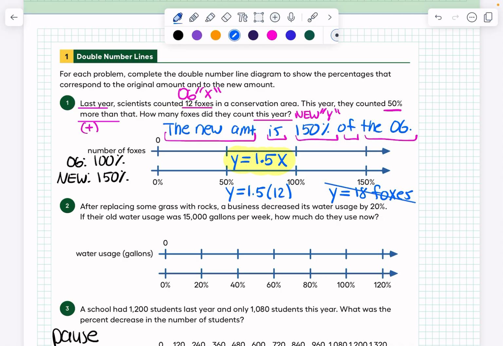And seriously, who talks about foxes? I don't know when I've seen a fox.